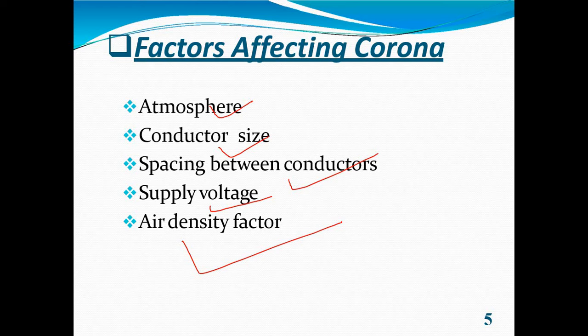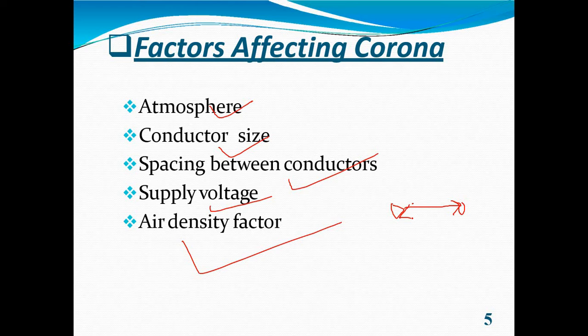Now, third one is the spacing between the conductors. If the spacing between the conductors is made very large as compared to their diameters, there may not be any corona. Spacing means the distance between these two conductors. If it is very large compared to their diameter, there may not be any corona effect. It is because a larger distance between the conductors reduces the electrostatic stress at the conductor surface, thus avoiding corona formation.